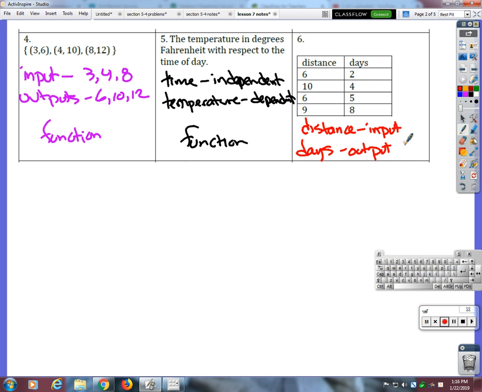Function, yes or no? No arguing this time. No. Why not? Okay, good. Right, good. So here when x was 6, then the number of days was 2. And here when x is 6, the number of days is 5. So since we put the same input in and got 2 different outputs, that means it is not a function, right?